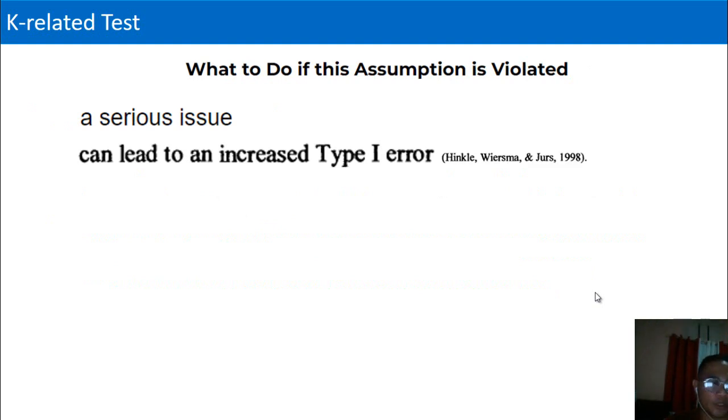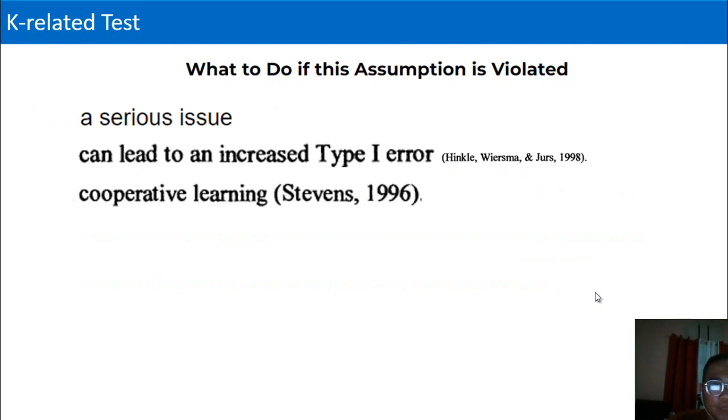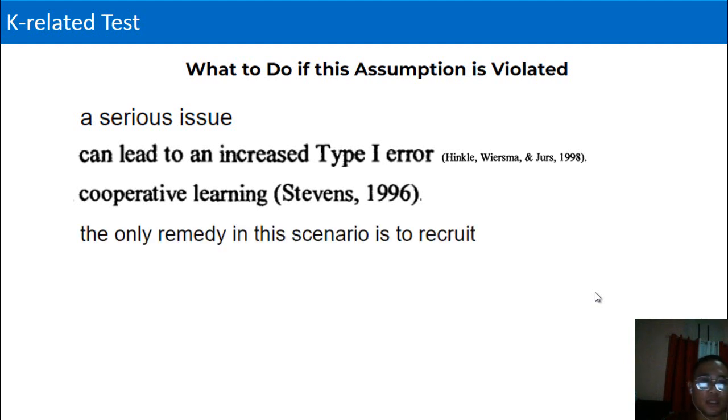Cooperative learning, of course, is not allowed in here. Then the only remedy for this is to recruit. If there are problems with independence, that means you have to recruit and you have to make them independent.